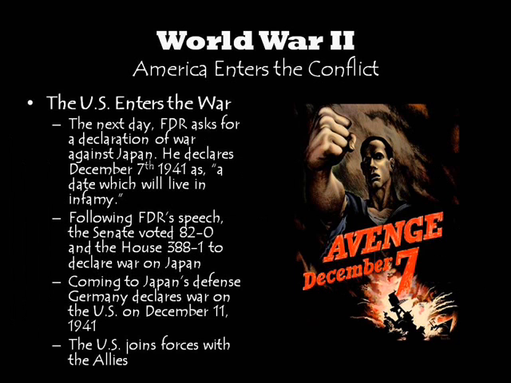The next day, President Roosevelt asked Congress to declare war against Japan. He called December 7th, 1941, a date which will live in infamy. And Congress did. In a Senate vote of 82-0 and a House vote of 388-1, the United States declared war on Japan. Roosevelt acknowledged that hostilities exist. "Our people, our territory, and our interests are in grave danger."